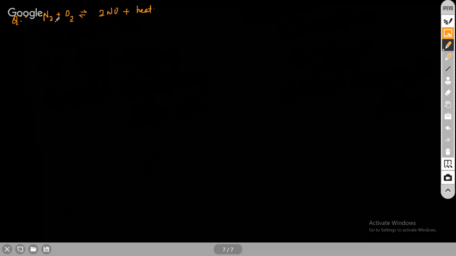Now, in the above gaseous reversible reaction, all these are gases. If the pressure increases, then what is the effect on Kp, the equilibrium constant? What is the answer?